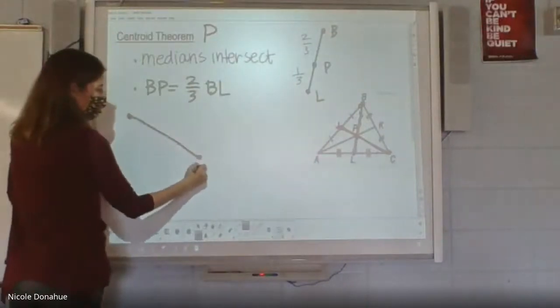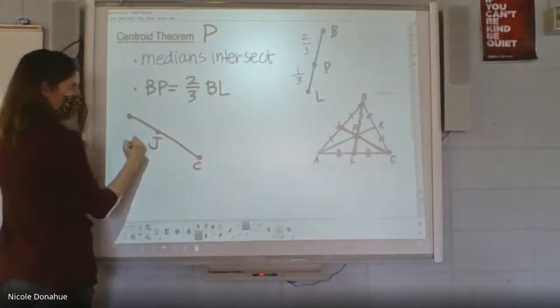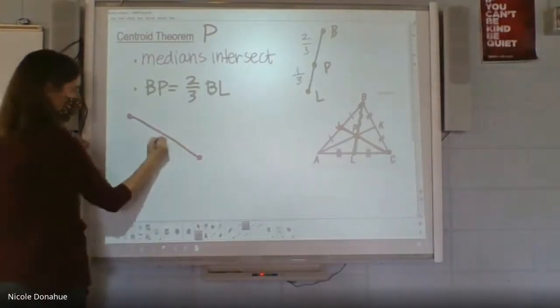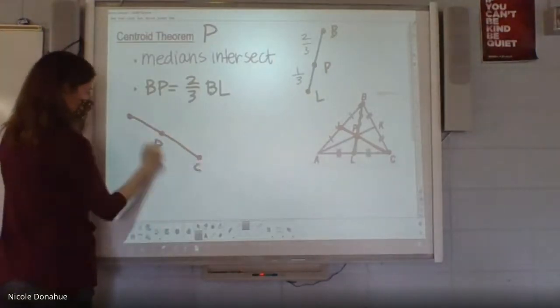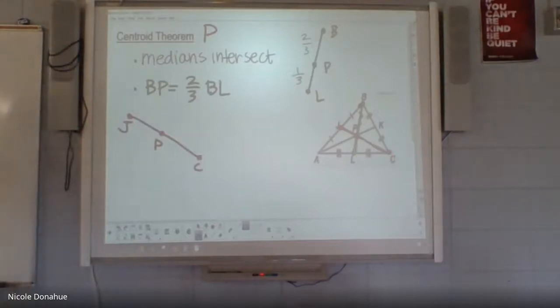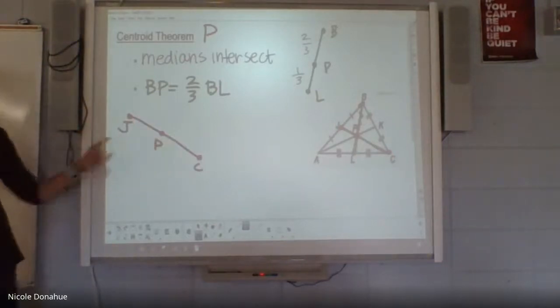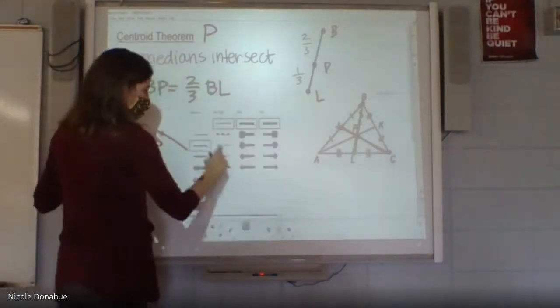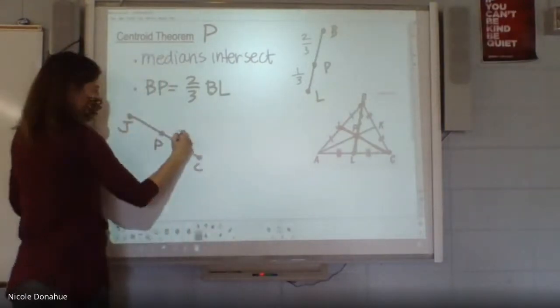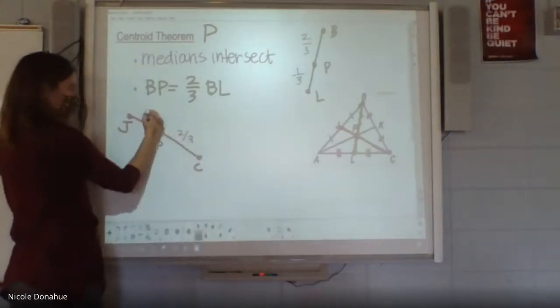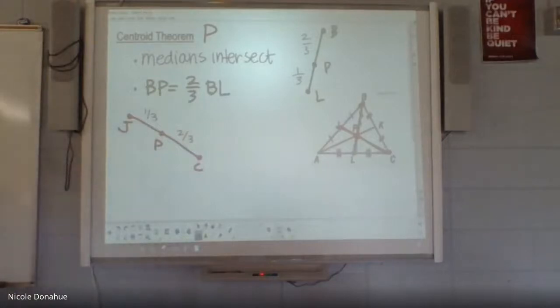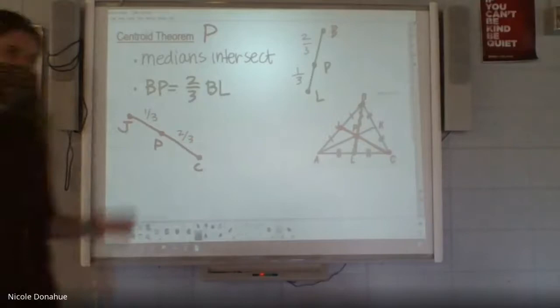So I'm going to do the same thing with this CJ line over here. Oops, that should be C. So the vertex to the center is going to be 2/3. So this is going to be 2/3, and this is going to be 1/3. Again, this only works with this median, or this centroid.